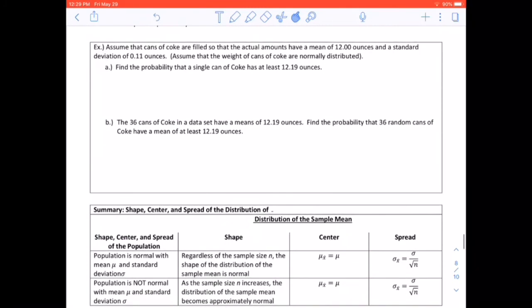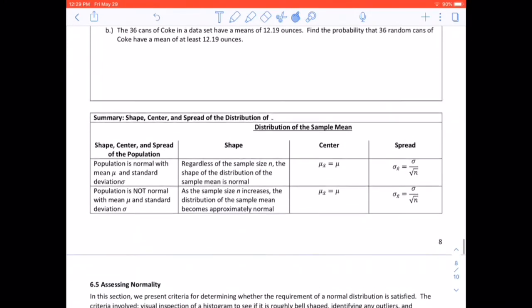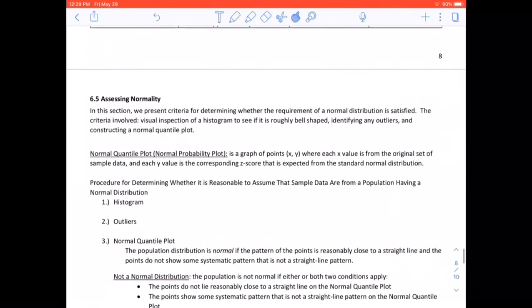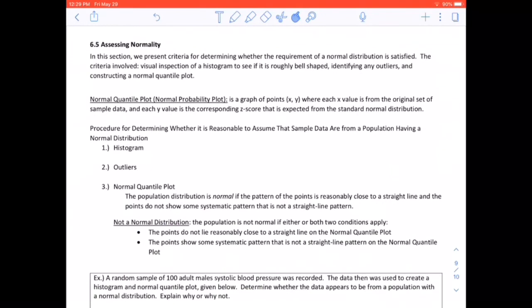So the next example that we have, I'm going to go ahead and circle and we'll look at that one together. And right below there is a summary to kind of look at. I'll leave that for you guys to look at on your own. And then we have section 6.5, which is assessing normality.